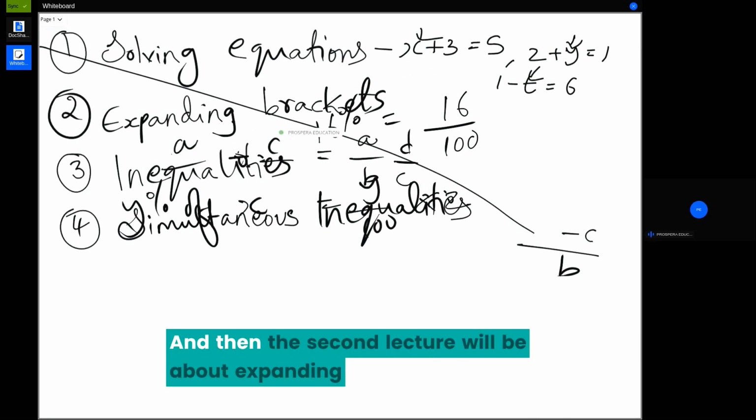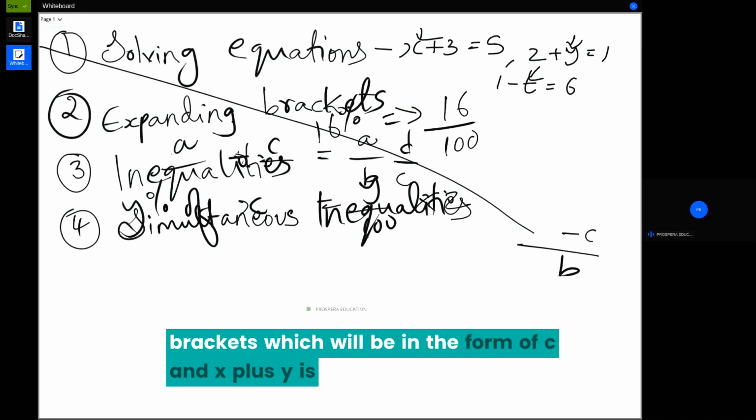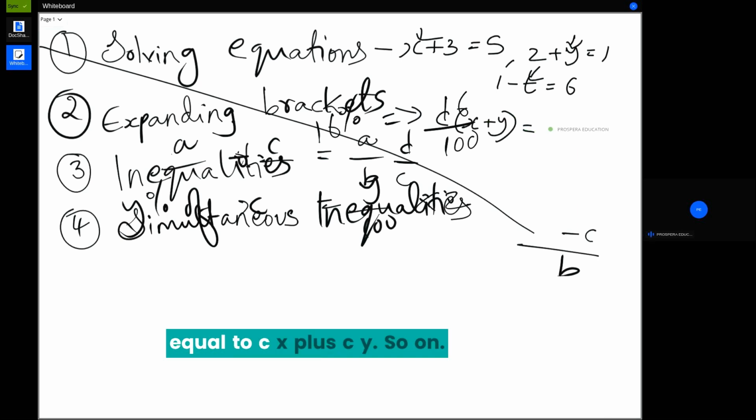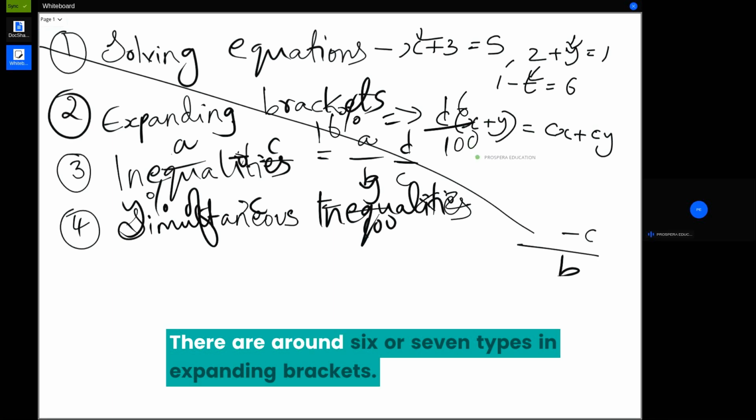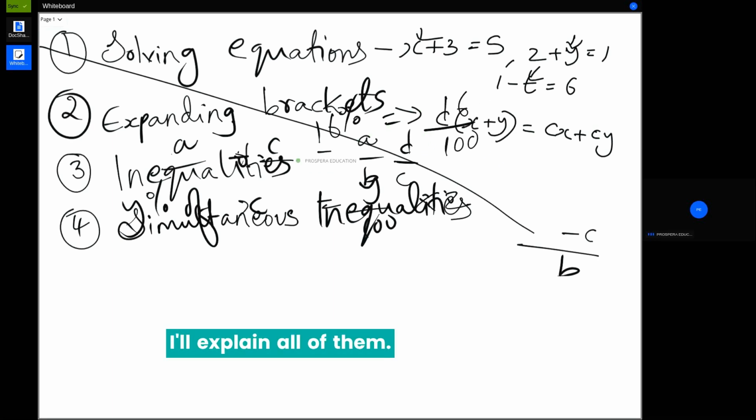And then the second lecture will be about expanding brackets, which will be in the form of c multiplied by (x + y) is equal to cx + cy. So on. There are around 6 or 7 types in expanding brackets. I'll explain all of them.